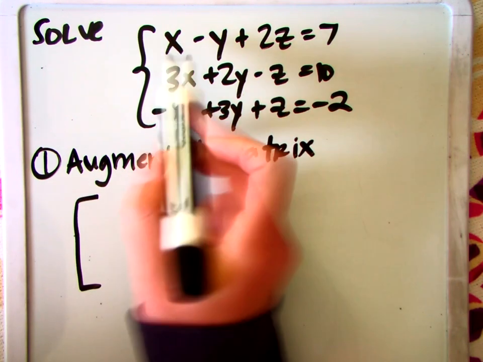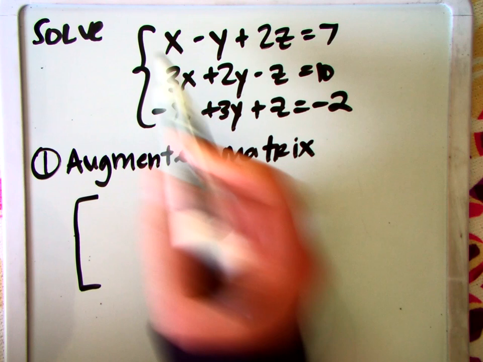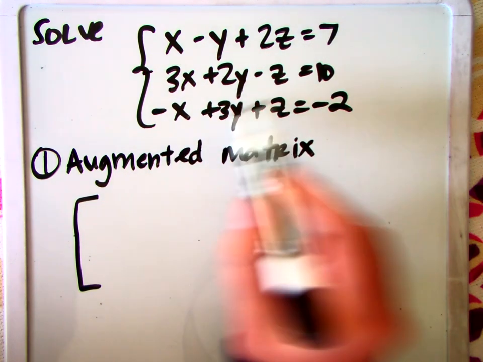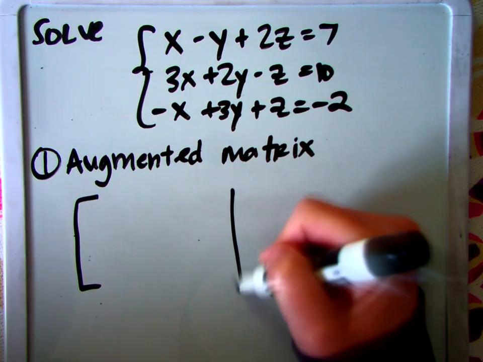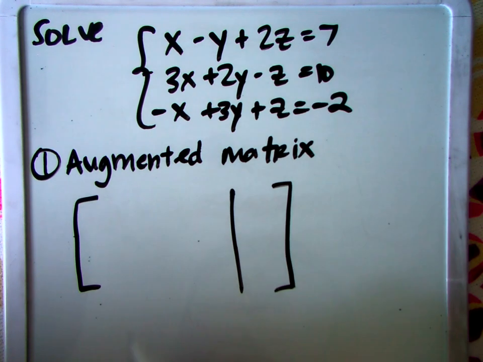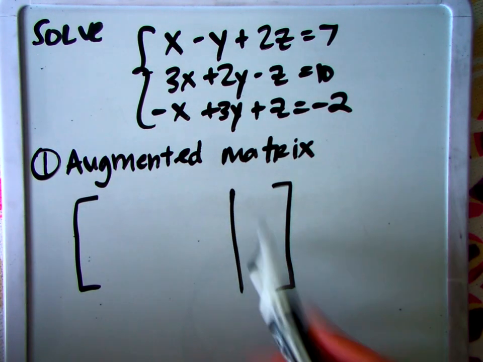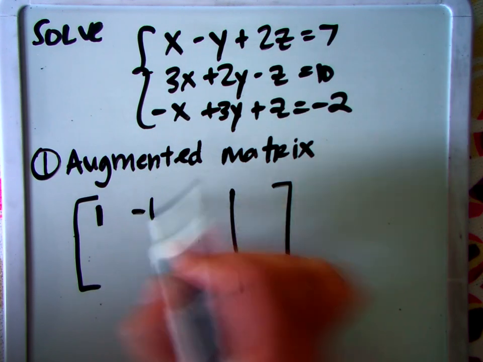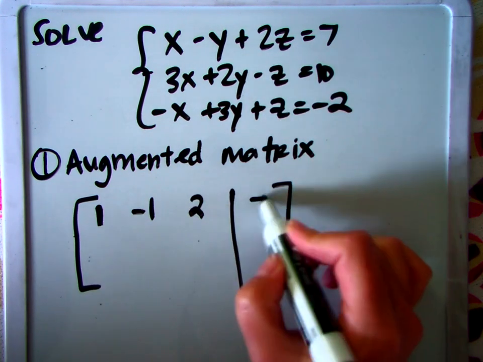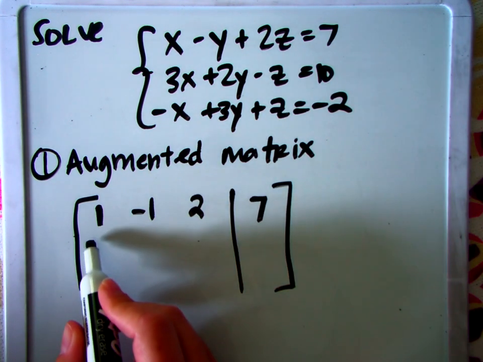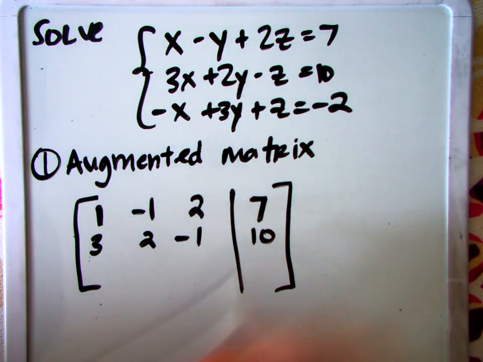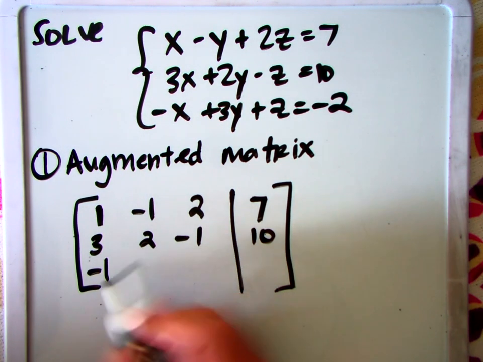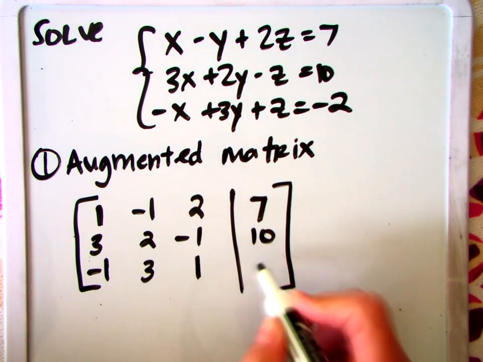So make sure that these are in standard form. x, y, z, x, y, z, x, y, z. So we're good, and all the constants are on this other side. So if I'm augmenting, that's where I have the line, right? So coefficient, and then there's the line with the constants on the other side. So it's 1, negative 1, 2, 7. Second row, 3, 2, -1, and 10. Third row, -1, 3, 1, -2.